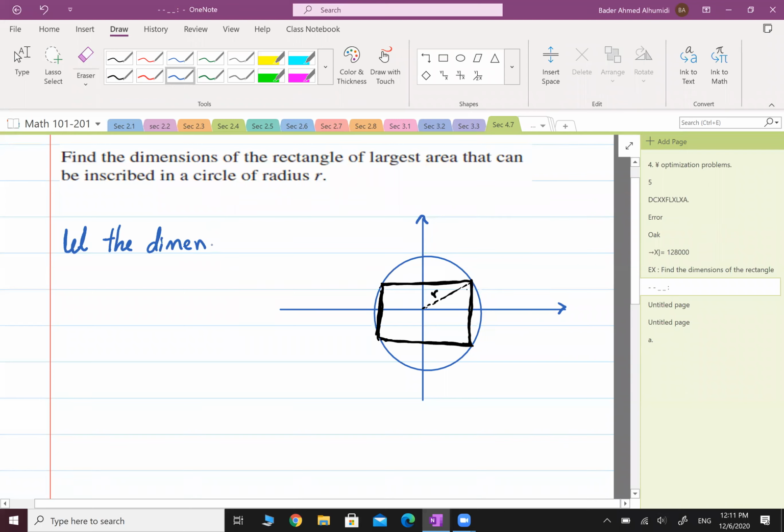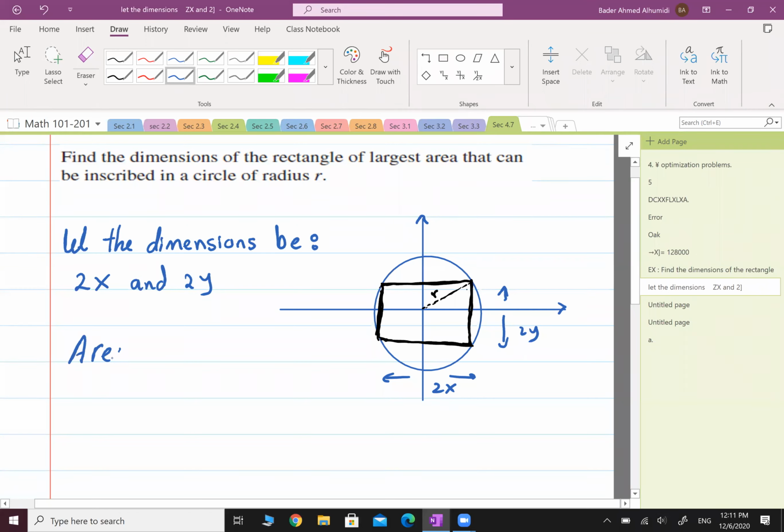You have the option now, but you need to be careful in your choice, okay? I will choose them to be 2x and 2y. What do you mean by 2x and 2y? From here to here, this is equal to 2y. And from here to here, this is equal to 2x. The question now: what will be the area of such a rectangle? The area is equal to the width times the length. So it will be 4x times y. I hope this is clear for you.